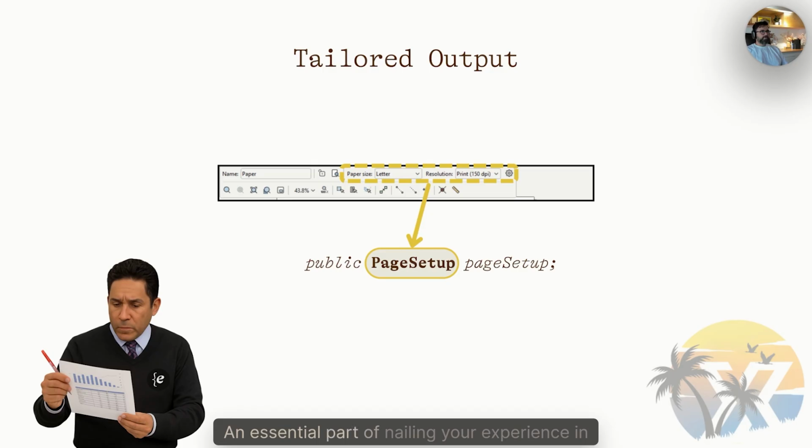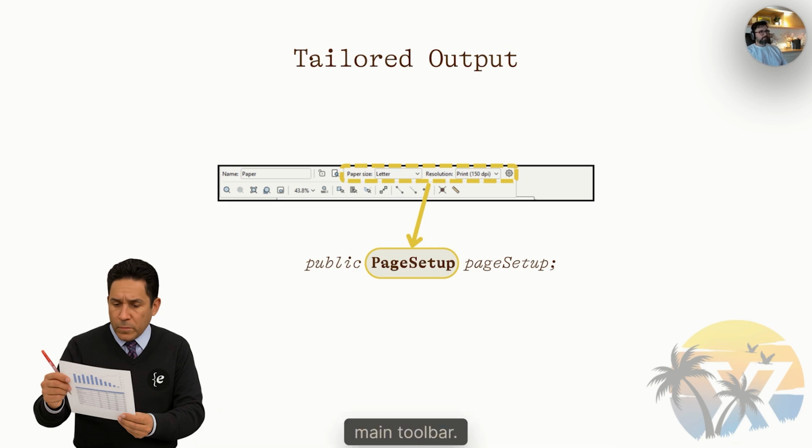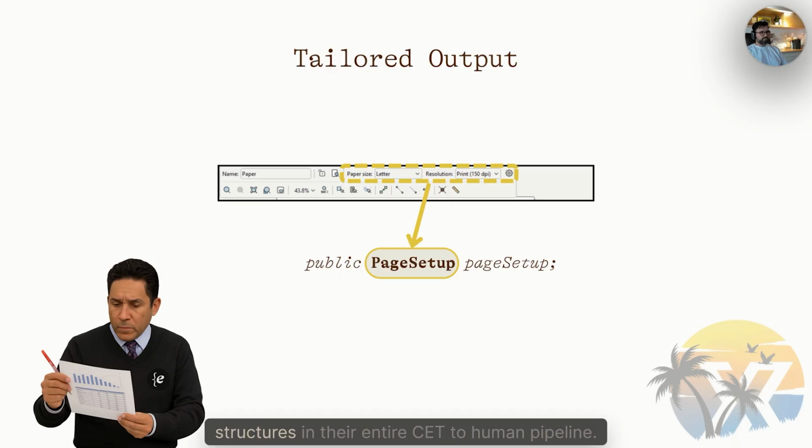An essential part of nailing your experience in Paperspace is ensuring your document's output method is set correctly. Having the proper paper size and the resolution is the beginning of everything. And luckily, these options are right there in the main toolbar. This info is stored in Paperspace and is one of the fundamental and most important structures in their entire CET to human pipeline. In the Paperspace class, this information gets packed as part of the page setup.